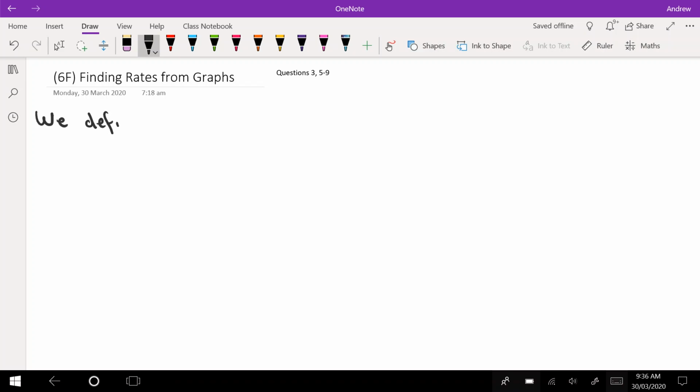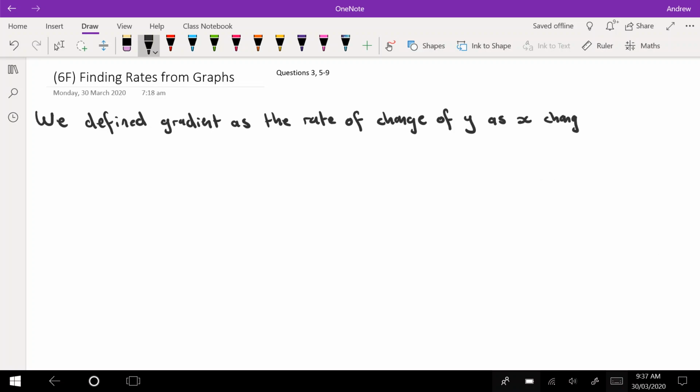So we talked about gradient last lesson, and we defined gradient. We defined the gradient as the rate of change of y as x changes. So as x changes, how much does y change? That is how we define the gradient.